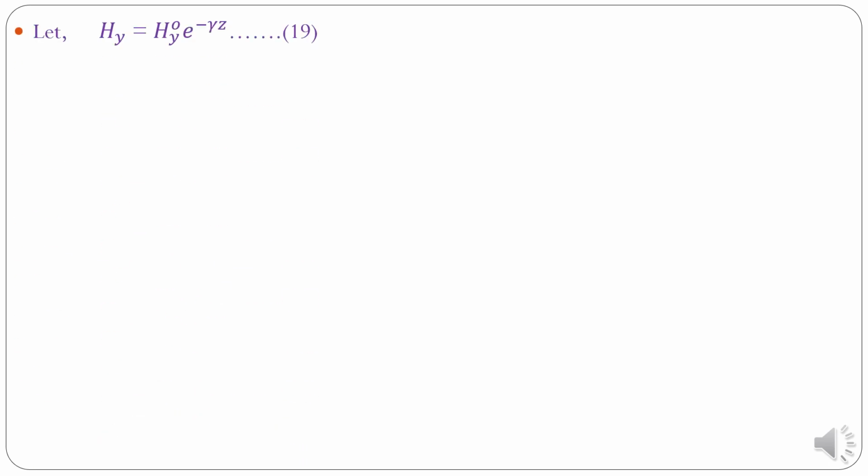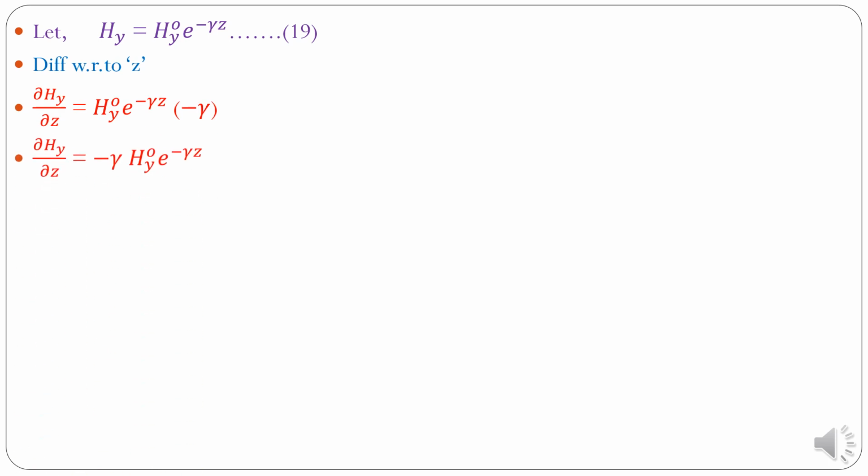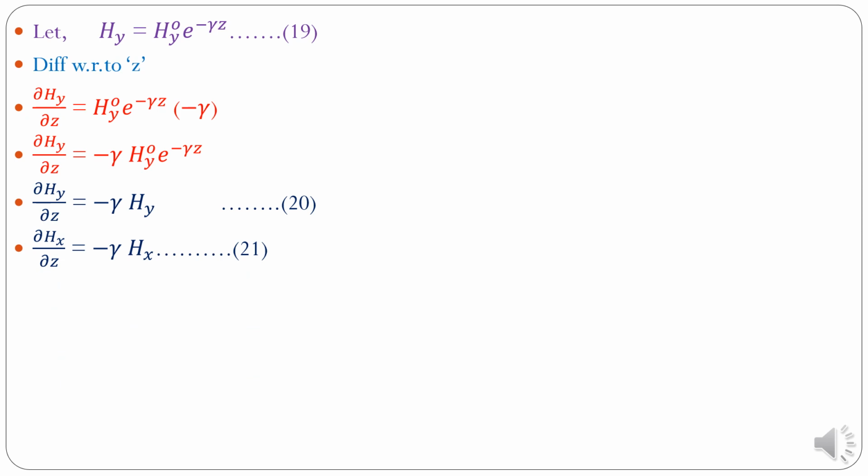So let Hy be equal to Hy e power minus gamma z, differentiated with respect to z. So you will get Hy e power minus gamma z into minus gamma. So dou Hy by dou z equals minus gamma Hy e power minus gamma z. Dou Hy by dou z equals minus gamma Hy. Dou Hs by dou z equals minus gamma Hs.